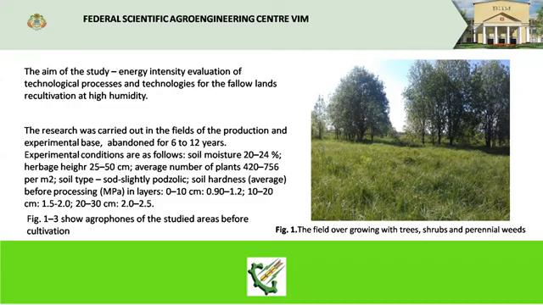Experimental conditions are as follows: soil moisture 12 to 4%, plant height 25 to 50 centimeters. Average number of plants 420 and 756 per meter. Soil type is slightly podzolic. Soil hardness before processing in layers 0 to 10 centimeters.